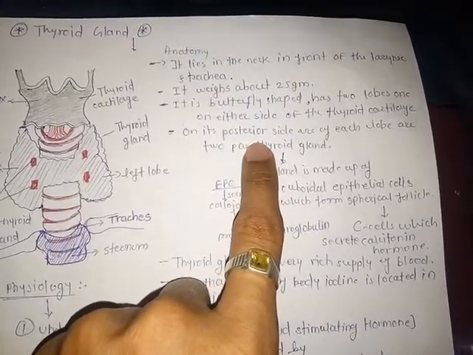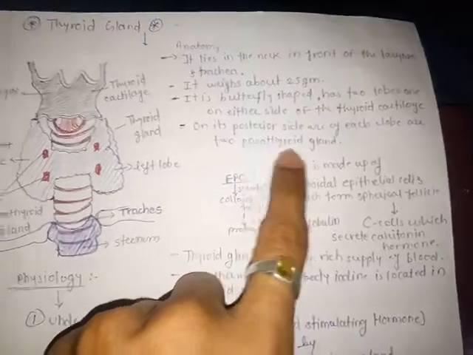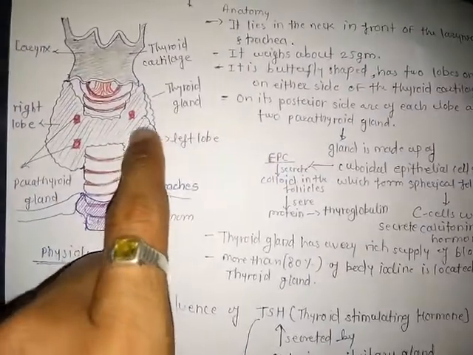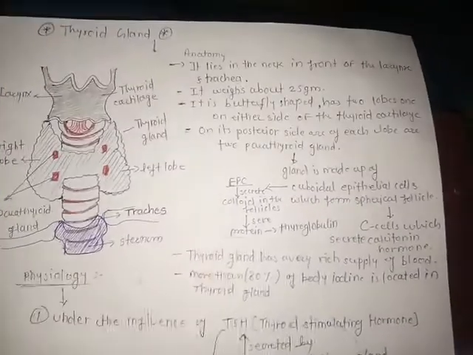On the posterior side of each lobe are two parathyroid glands. So each lobe has two parathyroid glands. These box-like structures in red color indicate the parathyroid glands present on both sides of the lobes.